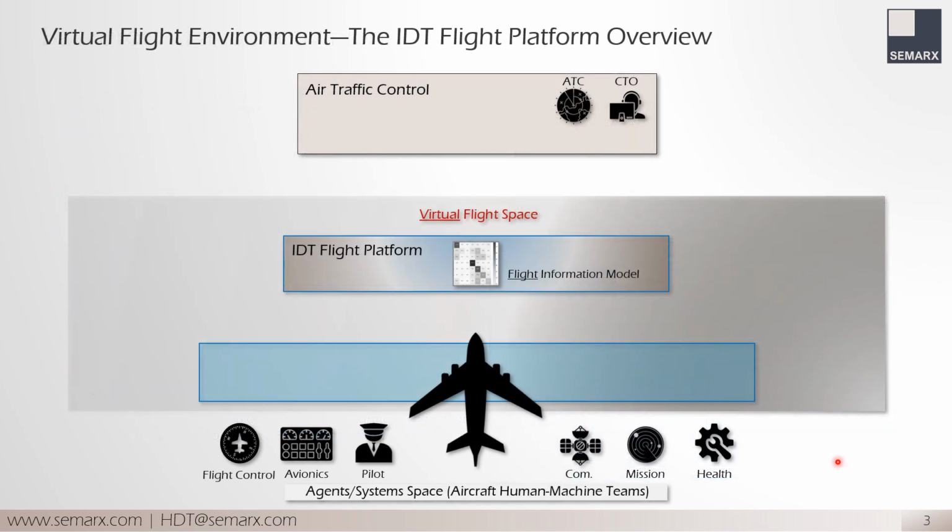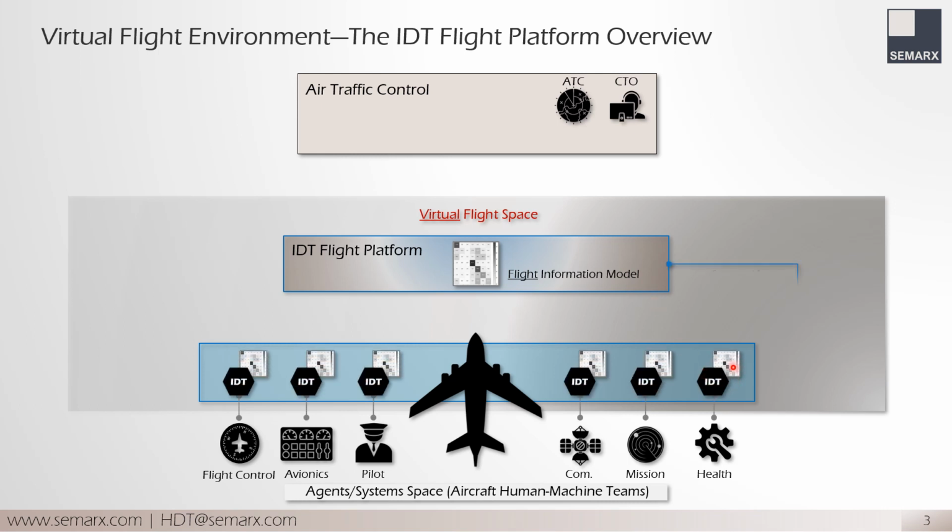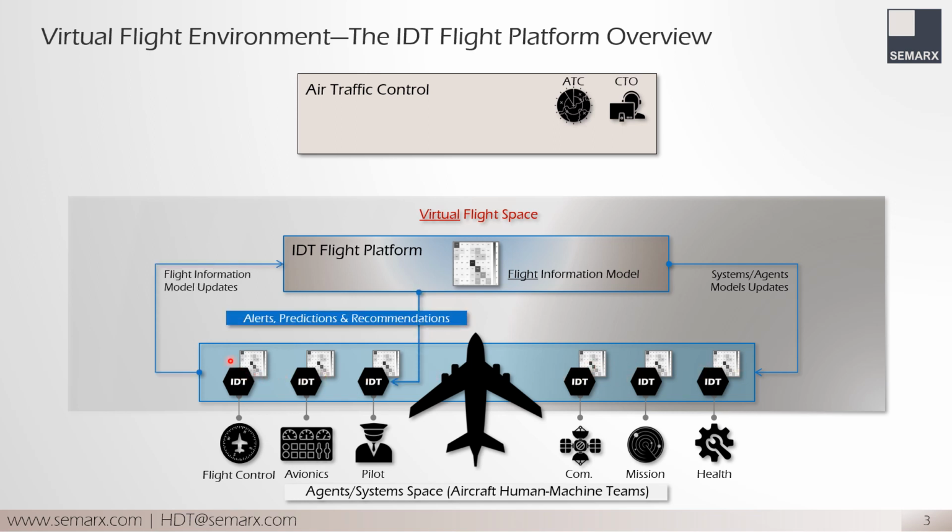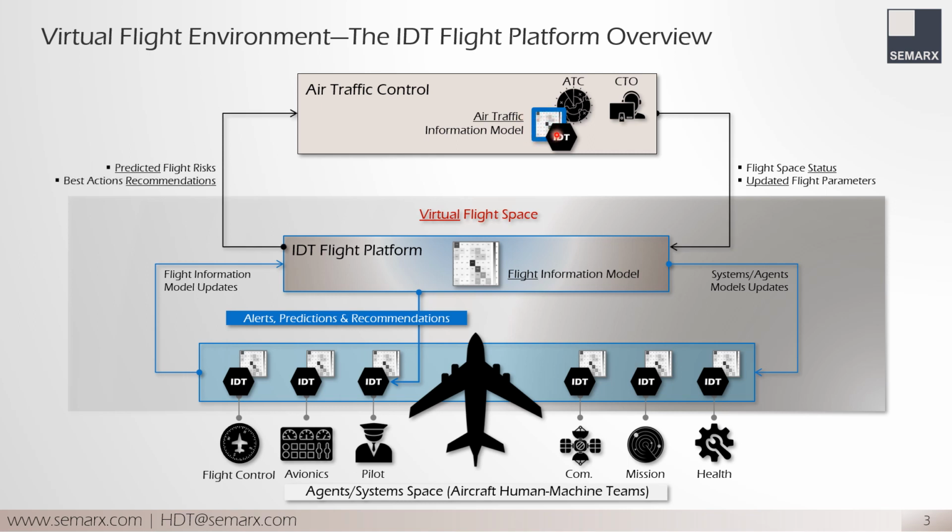The Flight Information Digital Twin Platform's central component contains the flight reference model that captures the dependencies and correlations of all flight variables. Each information digital twin relies on the flight reference model to define a local, role-specific model of the agent or human it supports. Every action any agent performs updates its local model, which updates the reference model. The aircraft-specific flight reference model is part of an air traffic information model used to manage a complete flight zone. These updates ensure that all agents are aware of the flight status and can change their actions accordingly.